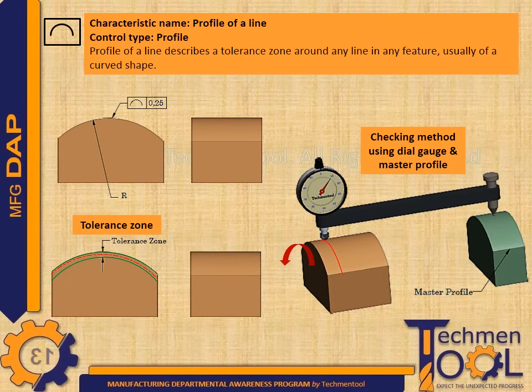And deflection of the dial gives the actual profile of the line value. That value should be within the tolerance zone.